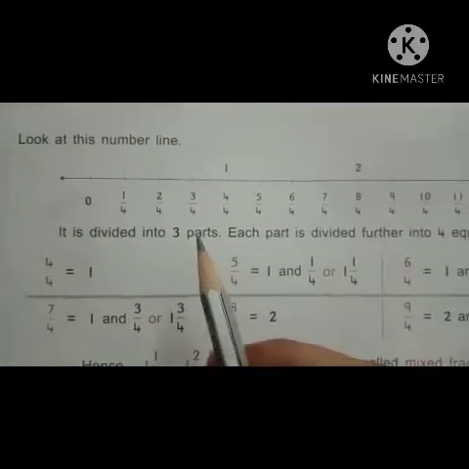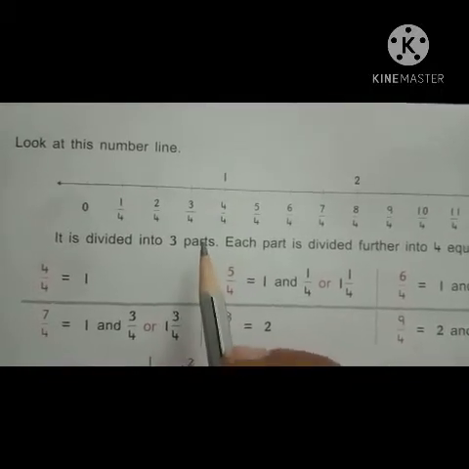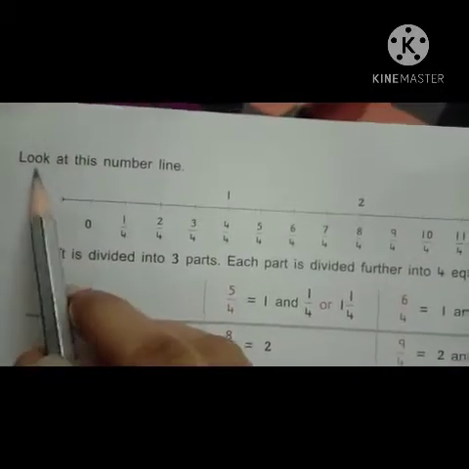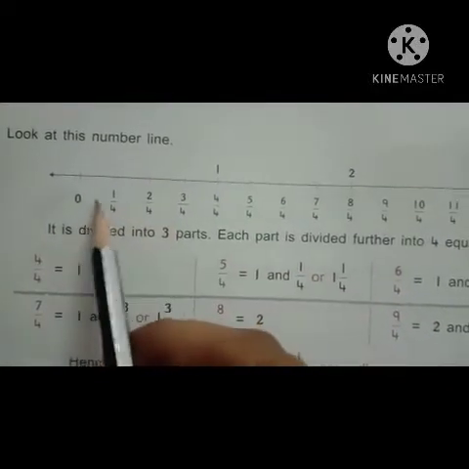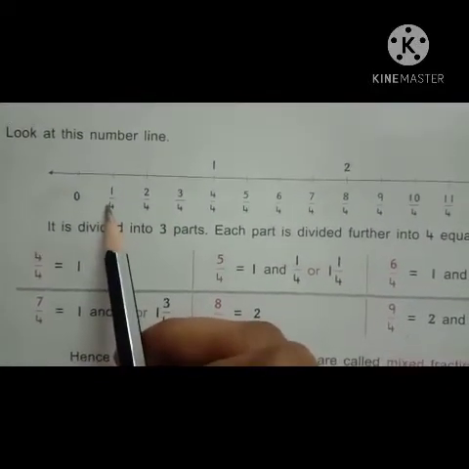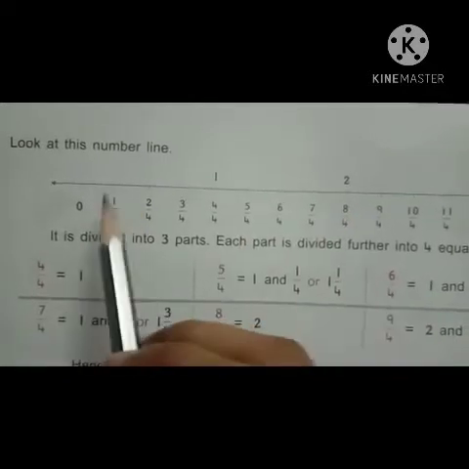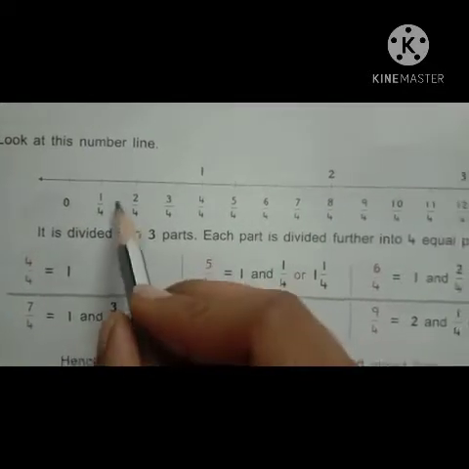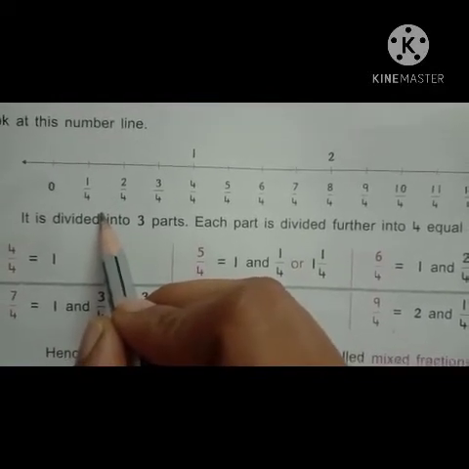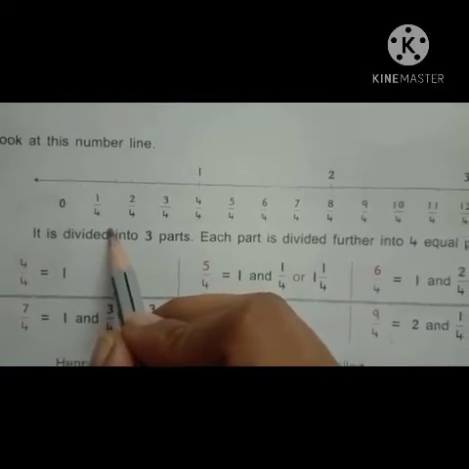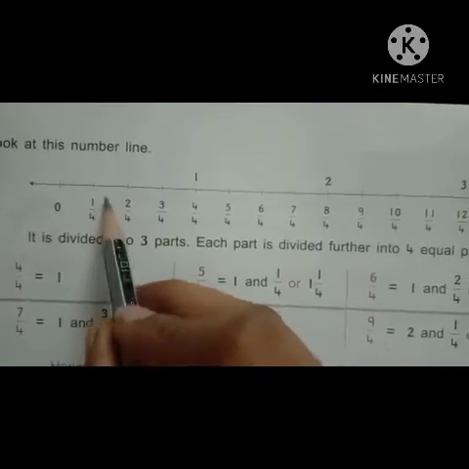Now turn the page. Page number 134. Just turn only one page. Look at this number line. Now we are going to look at this number line. We already know how to draw the number line, no? Yes. Now we are going to discuss the fraction number line. We know the normal number line, but here is the fraction number line.